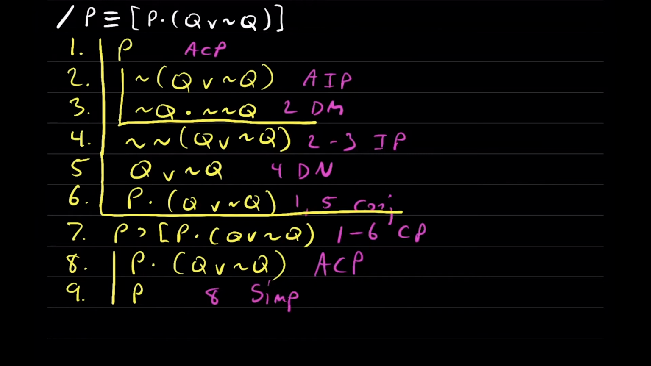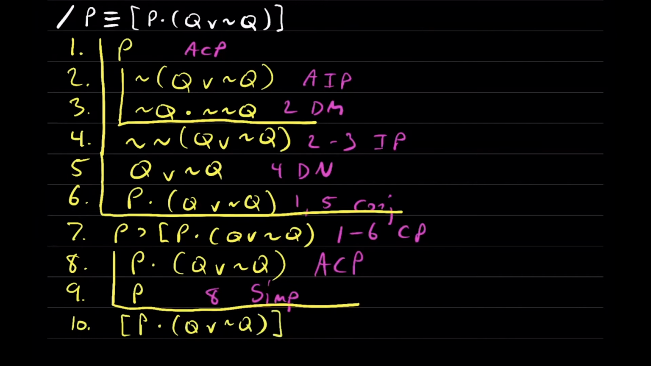We've shown that if we assume the right side of that expression that we're given to start the problem with, P and Q or not Q, we can derive P from that. So I'm done with that conditional proof sequence. Line 10 is outside the scope now. We have, in a bracket, if we assume P and Q or not Q, then I can get P. And that's going to follow from lines 8 through 9 by conditional proof.